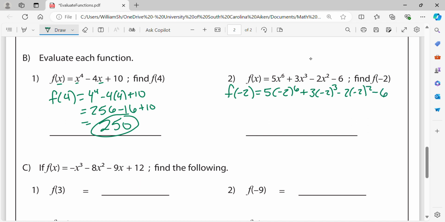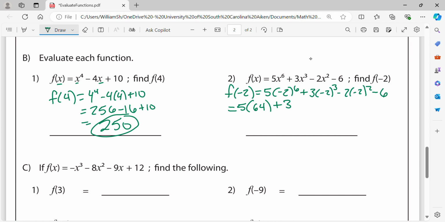Okay, now I'm going to simplify best I can. Negative 2 to the 6th power is going to be a positive number. So we're looking at 2 times 2 is 4, times 2 is 8, times 2 is 16, times 2 is 32, times 2 is 64. Negative 2 to the 6th power is 64.